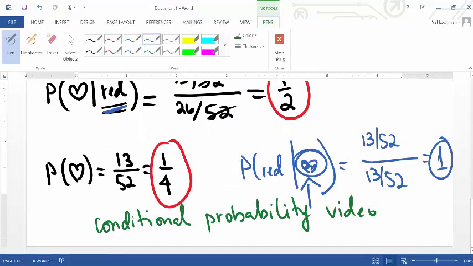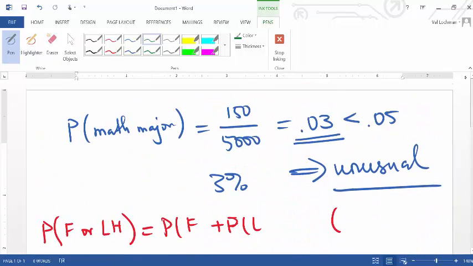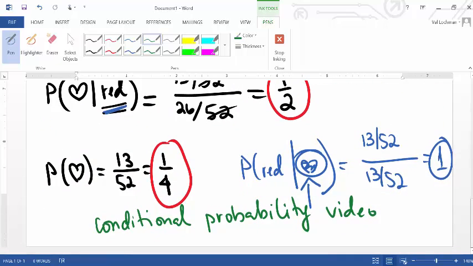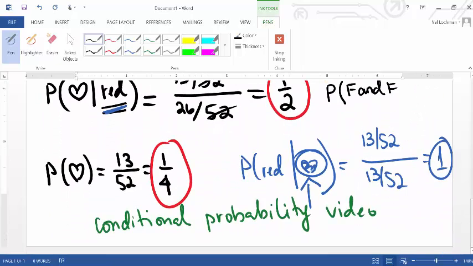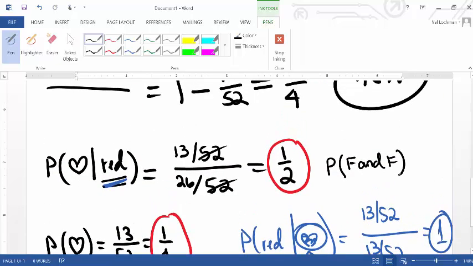Let's see. What would I do? I'm running out of space here. Let's do this. I have a daughter, female. What is the probability my next child will also be a daughter? Probability of female and female as my children.